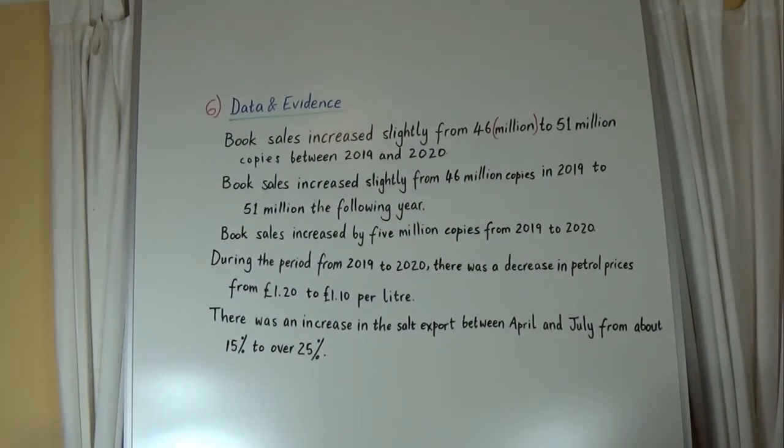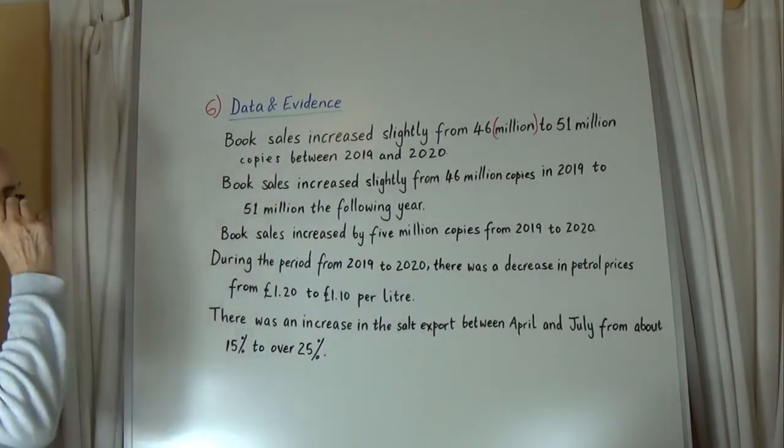Okay, so part 6, data and evidence. So when giving key information in a diagram, it's very important to give evidence that supports what you're telling the reader, or when you're in the exam and you need to give the actual evidence. So your ideas must be supported by specific percentages and numbers. So that's what we've got here.